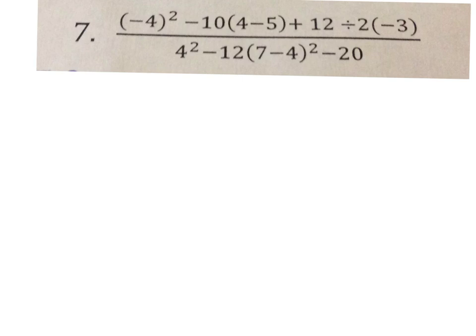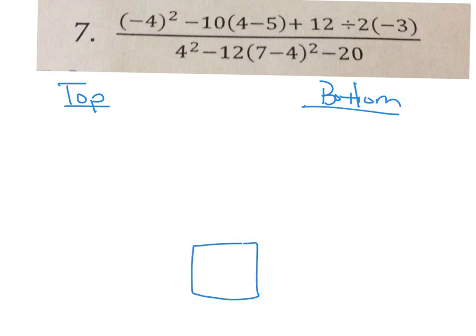Okay, this one's a long one because it's got two parts to it. I'm a person that likes to do the top, I like to do the bottom. And then I like to make sure I have a final answer spot so I don't forget anything. So if I look at the top, there's something in parentheses, 4 minus 5. So I'm going to have negative 4 squared minus 10. And then 4 minus 5 is negative 1 plus 12 divided by 2 times negative 3.